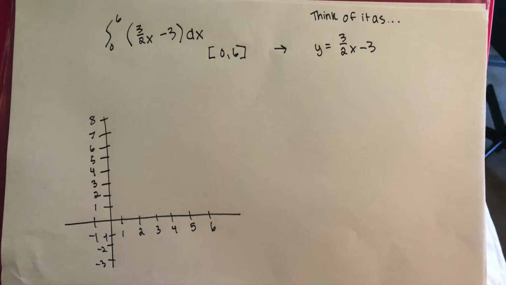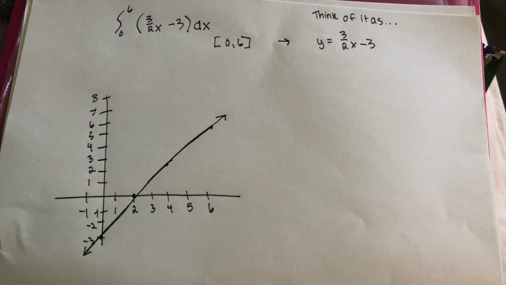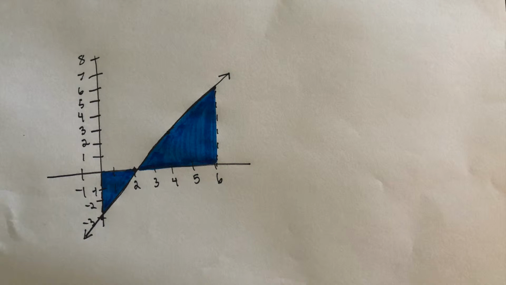Looking at the integral, we can see that it has limits from 0 to 6, so we can think of the graph as being on the interval 0 to 6. When we graph this, we want to think of it as y equals 3/2 x minus 3. For now, we are able to ignore the definite integral symbol because we will be finding the actual definite integral by using the equation. Now, as you can see, we have graphed the equation and shaded in the area of the interval.